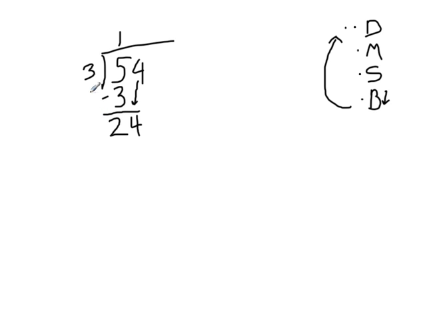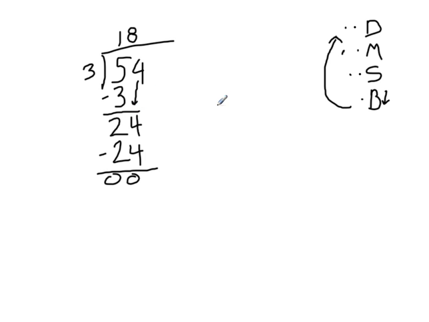I know 3 times 8 is 24. So I'm going to go ahead and write the 8 up here. And I write this above the 4 because that's the digit that I brought down. So I divided. Now I need to multiply. 8 times 3 is 24. My next step is subtract. So 24 minus 24 is 0. Now I'm left with zeros here, and I don't have anything else to bring down, so I'm done with the division part. But I need to check my answer to make sure that I'm right.